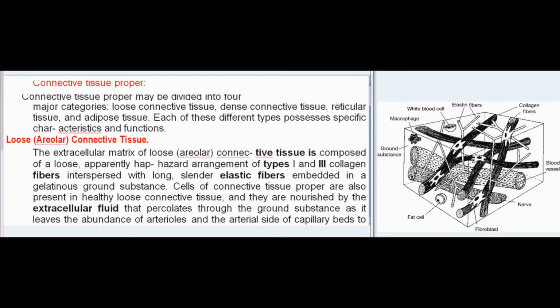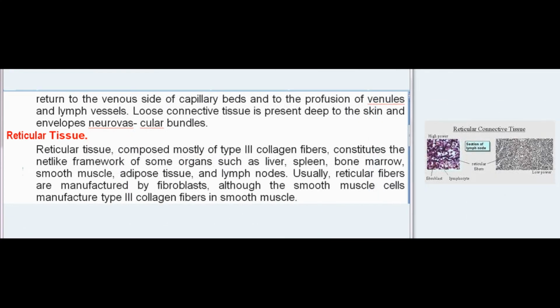of types I and III collagen fibers interspersed with long, slender elastic fibers embedded in a gelatinous ground substance. Cells of connective tissue proper are also present in healthy loose connective tissue, and they are nourished by the extracellular fluid that percolates through the ground substance as it leaves the abundance of arterioles and the arterial side of capillary beds to return to the venous side of capillary beds and to the profusion of venules and lymph vessels.